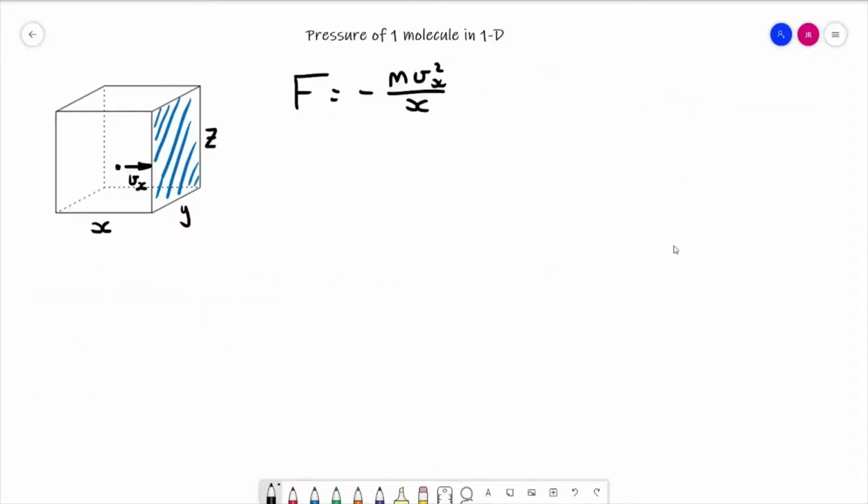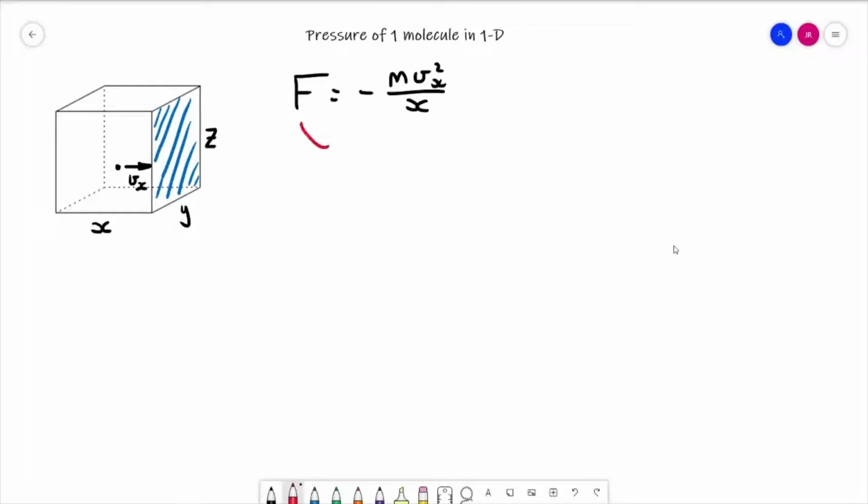Let's now bring that forward to a new slide, so that's just bringing everything forward from last time. So F is equal to minus m vx squared over x. Now at that point, hopefully you may already be thinking to yourself, well, we're looking at kinetic theory, we obviously need kinetic energy in some way, shape or form, and we've already got on the top of this equation mv squared. So hopefully we can start to see kinetic energy subtly starting to appear in our equations. But anyway, we still need to get the pressure of this one molecule in one dimension.